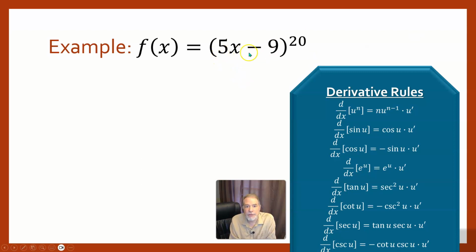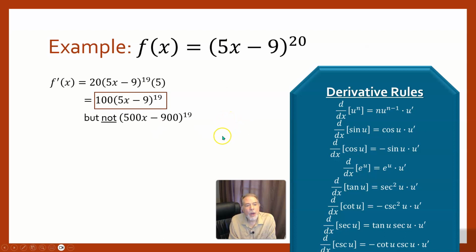Again, the derivative of something to a power is the power times the something to the power minus 1 times the derivative of the something. So that would be 20 times 5x minus 9 to the 19th power times 5. And we can go ahead and multiply together this 20 and this 5 and write it as 100 times 5x minus 9 to the 19th power.